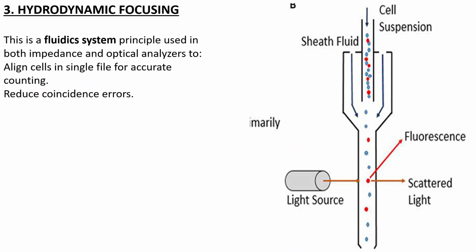Hydrodynamic focusing is a fluid system principle used in both impedance and optical analyzers, or in analyzers that use both these principles. It helps in the alignment of cells in a single file for accurate counting, and it reduces the coincidence errors. So through this area, only one cell will be passing.